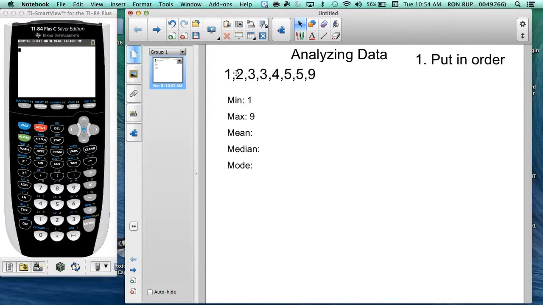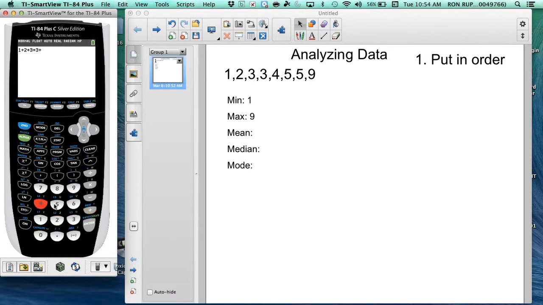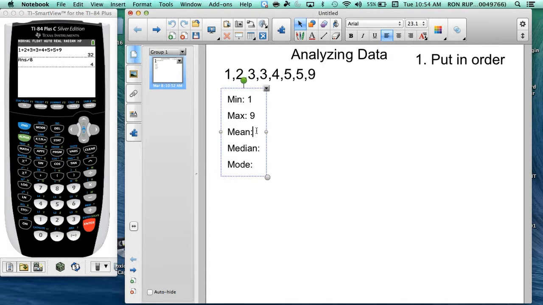So I would do 1 plus 2 plus 3 plus 3 plus 4 plus 5 plus 5 plus 9. That's 32, and there are 1, 2, 3, 4, 5, 6, 7, 8 numbers. 32 divided by 8 is 4. So my mean is 4.